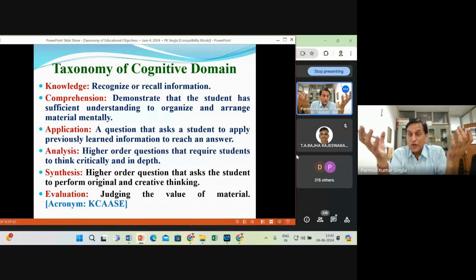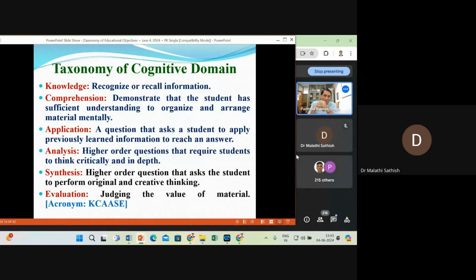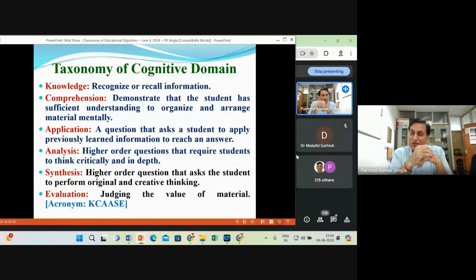Every equation holds good under certain boundary conditions. Yes or no? Yes, sir. Every equation holds good under certain boundary conditions.